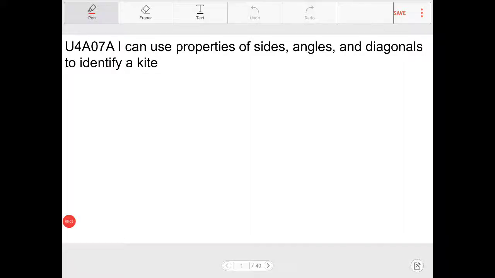Hello students, this is lesson U4A07A. By the end of the lesson, you should be able to say, I can use properties of sides, angles, and diagonals to identify a kite.